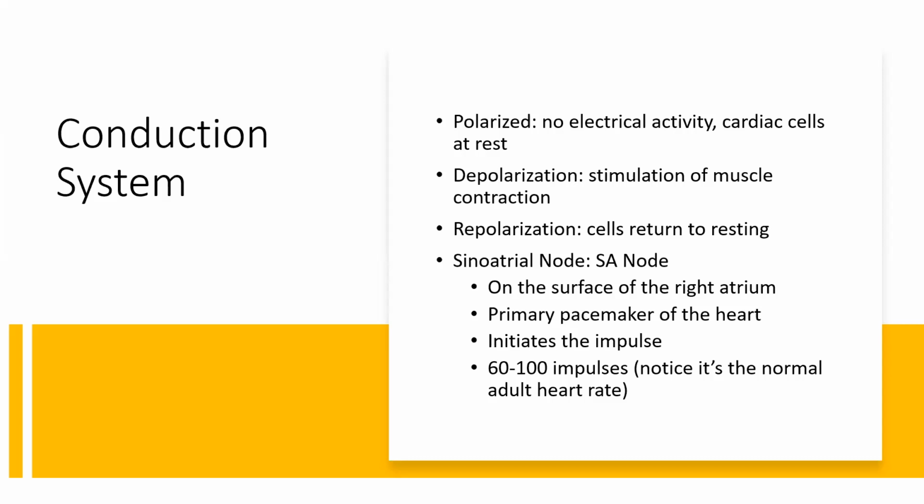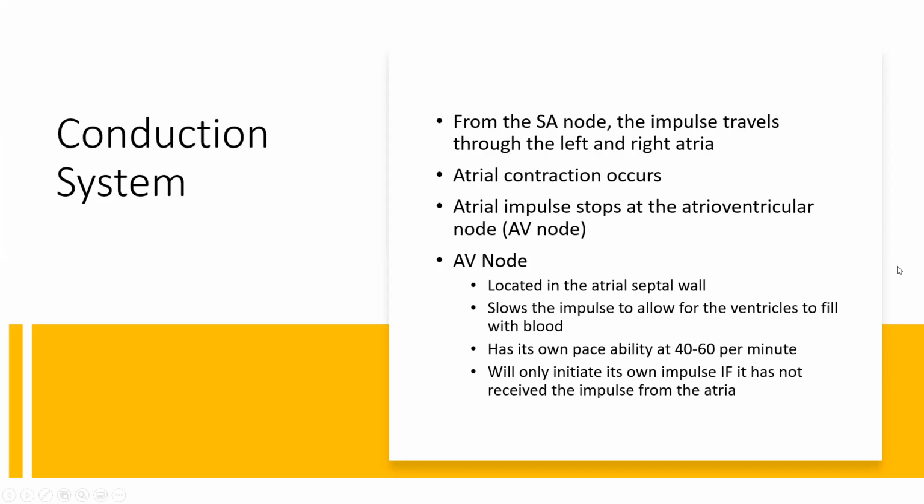This is the very start of that electrical impulse into the heart. And what you'll notice is that it fires at a rate of 60 to 100 beats per minute. Notice how that's the normal adult heart rate, because that is what we anticipate in a normal situation. From the SA node, the electrical impulse will then travel through the left and right atria. The atria will contract in order to push that blood out of those atria into those ventricles.